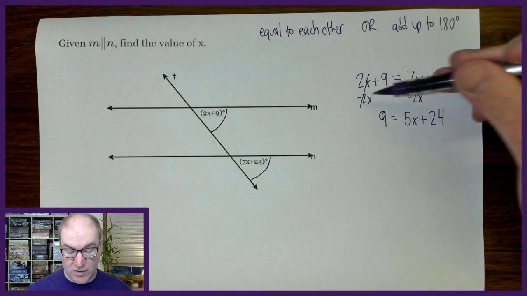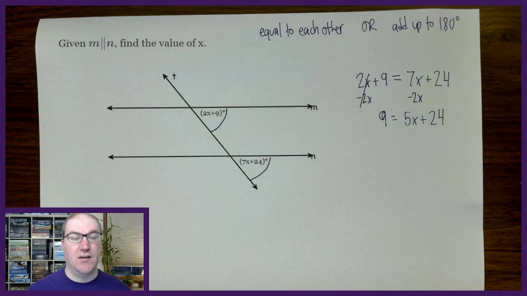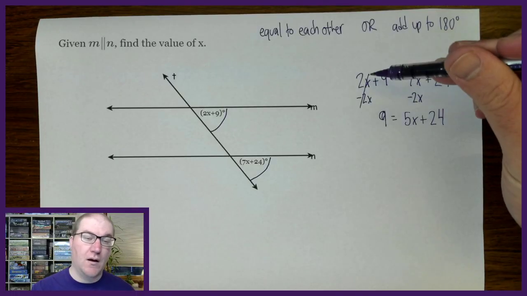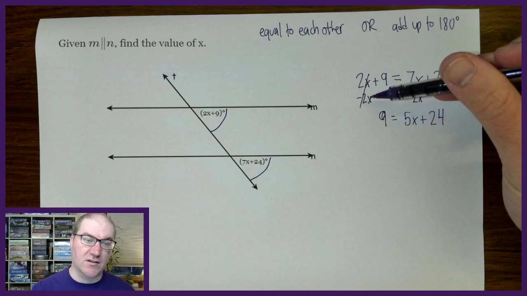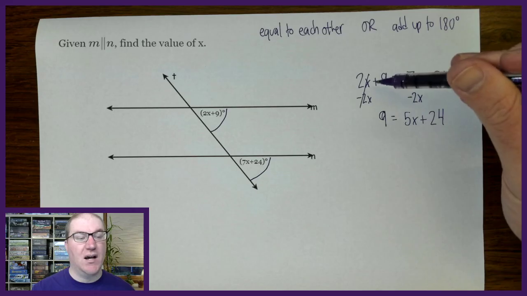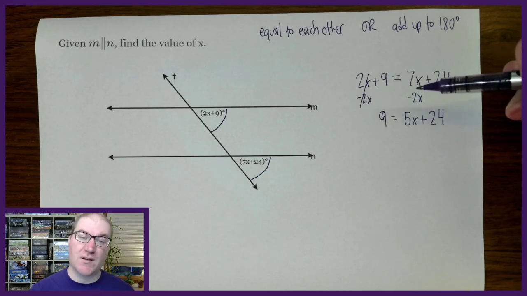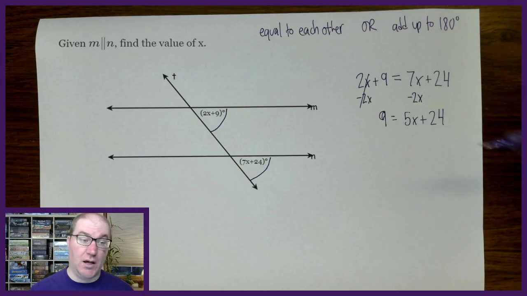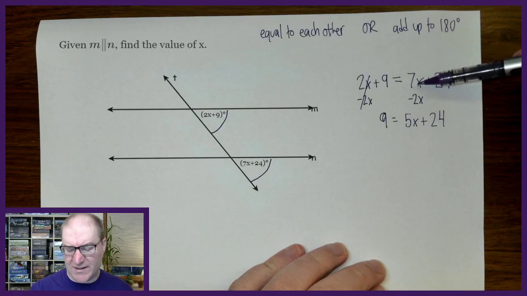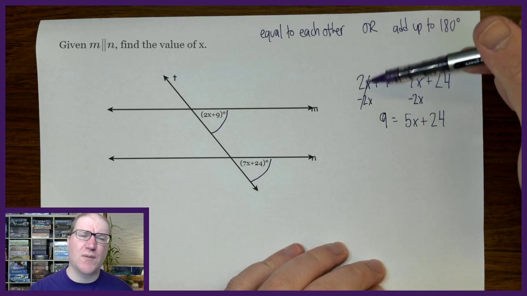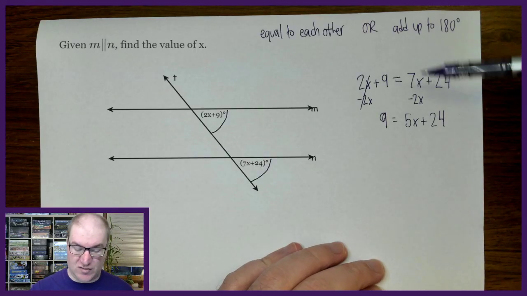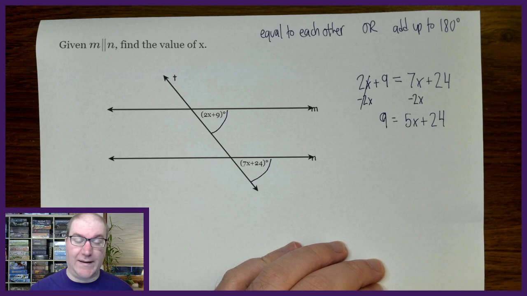Now, why did I move the 2x and not the 7x? When I do these, I recommend you move the lower coefficient variable. So if I have a choice between moving the 2 and the 7, I'm always going to move the lower one. Because by doing that, you're going to end up with no negatives in your problem, or less negatives in your problem. Right? If I would have done minus 7x, then I would have done 2 minus 7, which is negative 5. You'll still get the same answer. It's just by doing it this way, I avoided negatives.